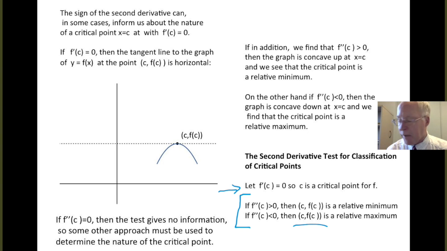maximum. The reason I tend to stay away from this test, again, is because it doesn't always work. It only works for certain kinds of critical points and only works if that second derivative is non-zero. So if you get into a position like this, where f double prime of c is 0, the test gives no information. You might have a relative maximum, you might have a relative minimum, you might have neither. There's no way to check just from the second derivative, so you just have to go on and try something else. Usually I'd go back and try the first derivative test, which always gives information that you can use.